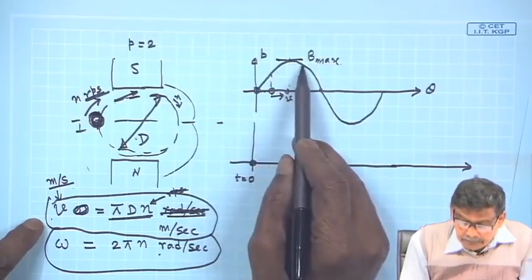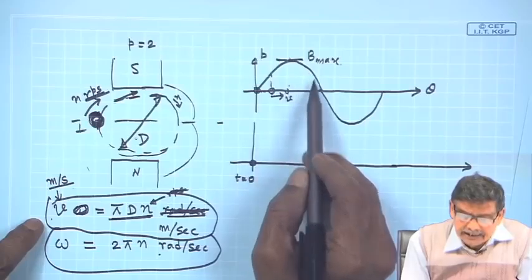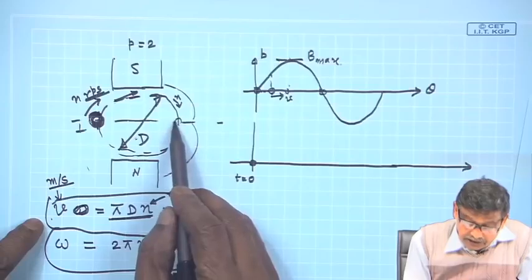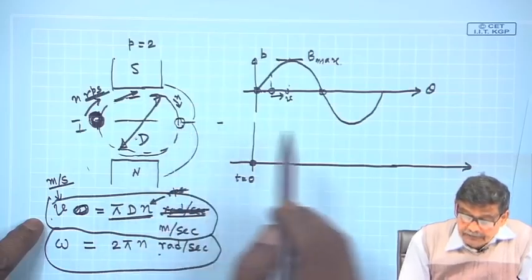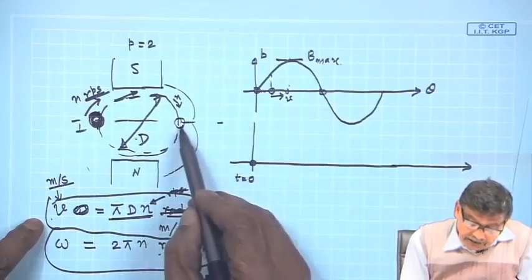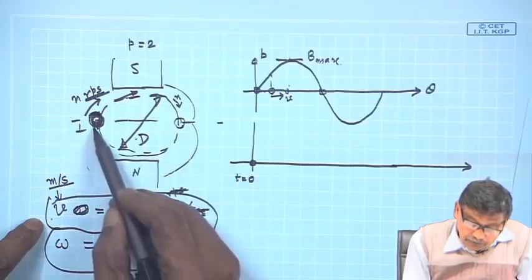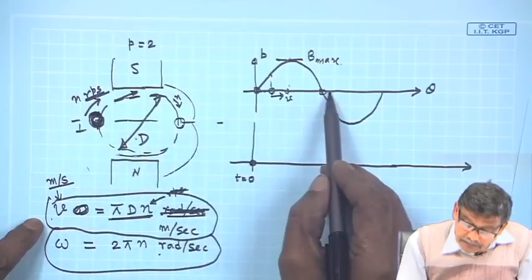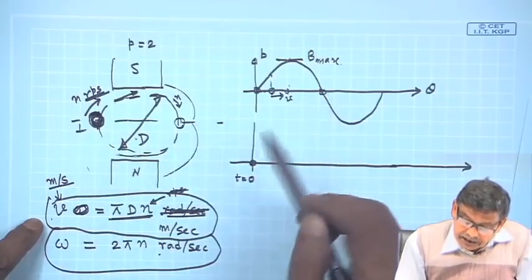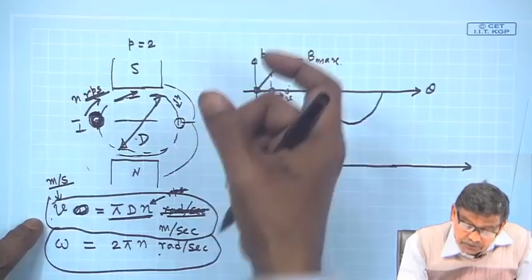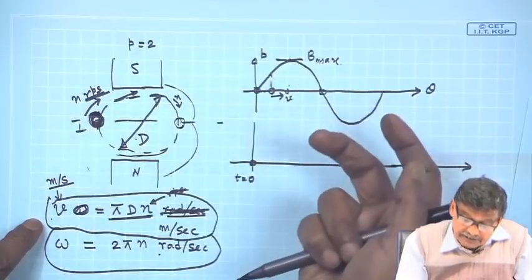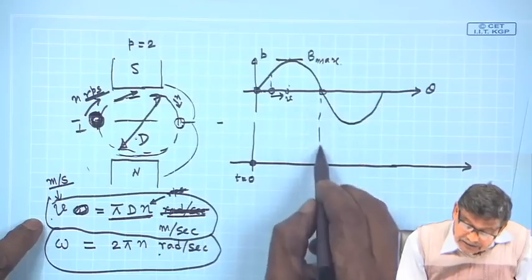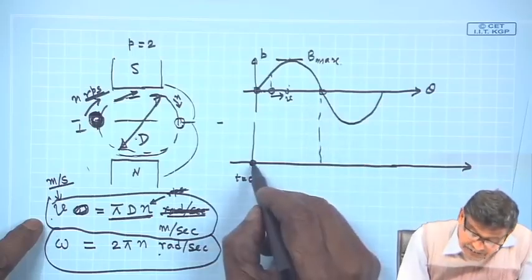Then once again voltage polarity remains same, but strength is decreasing. It will become 0 here when the conductor comes to this position, and then when it comes under the influence of the north pole, B reverses. So, the induced voltage across the two ends of the conductor reverses. Therefore, induced voltage will also be of this nature.